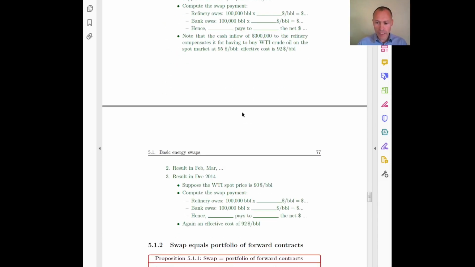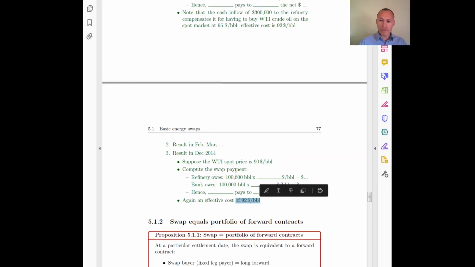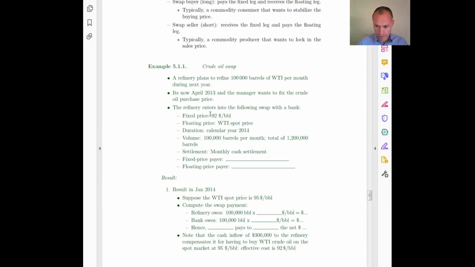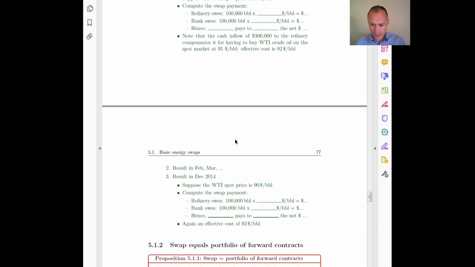This will keep going on for the full year. We'll have a different outcome in February, a different outcome in March, a different outcome in the last month, which is December. But in all cases, regardless of the floating price, regardless of what we see on the market that month, the refinery has an effective cost of 92, which is again the fixed price in the swap. So it works exactly as it should. It fixes the price for each month of the calendar year.